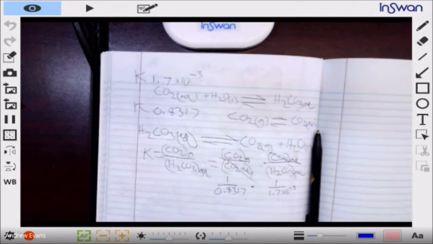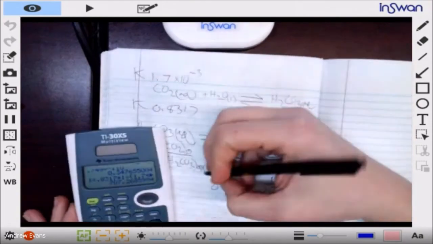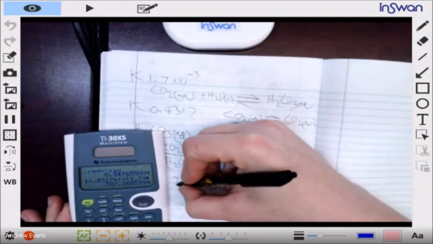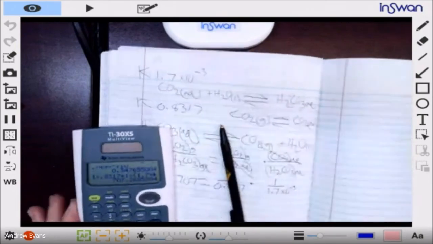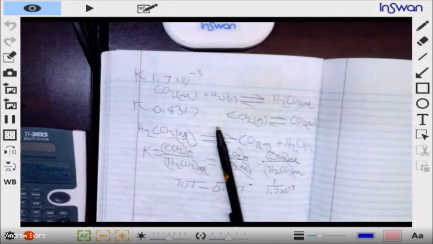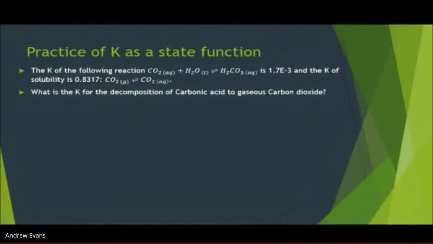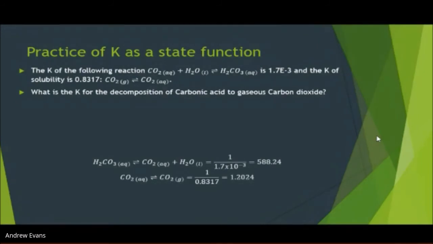I'm making sure of the order of operations here. If I plug this in right, I should get something like 707. Let's check. Okay, those two together, 707.